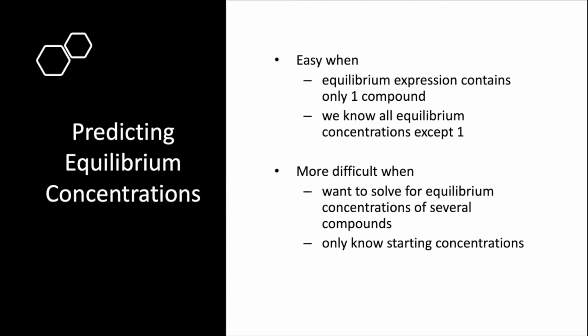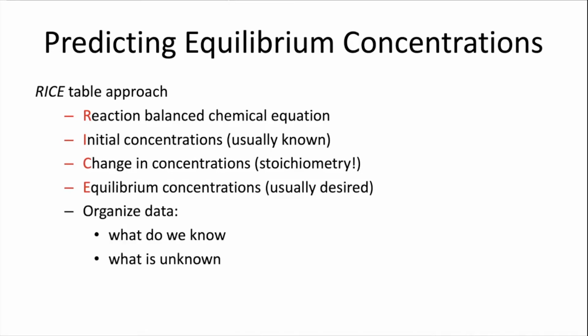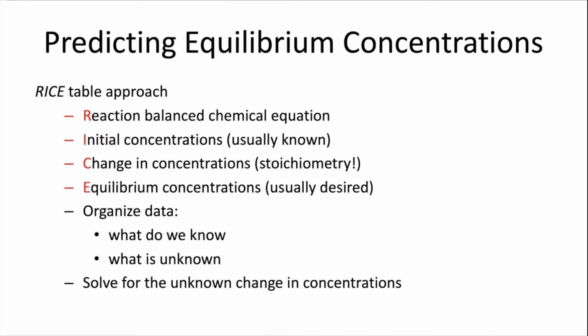Thankfully, these things are related by stoichiometry, and so we can use that to our advantage to figure out what those concentrations will be. We're going to use something called a RICE table. This stands for the reaction, the balanced chemical equation, the initial concentrations, which we usually know, the change in concentrations, which is essentially just a shortcut for stoichiometry, and then the equilibrium concentrations, which usually are what we're solving for, but not always. We're just going to be organizing our data, what we know and what we don't know. And that's going to allow us to solve for the unknown change in concentrations and our equilibrium concentrations.